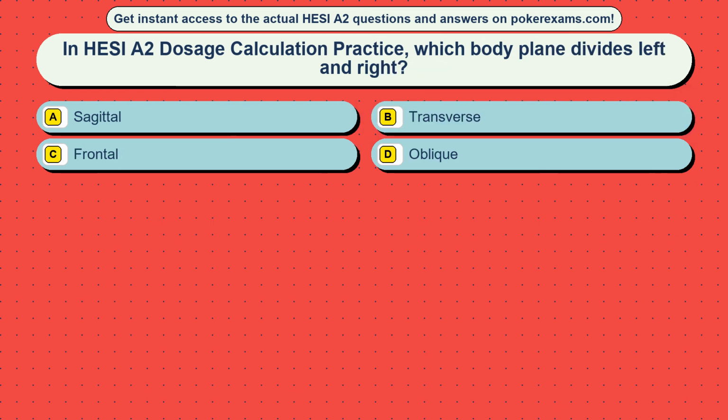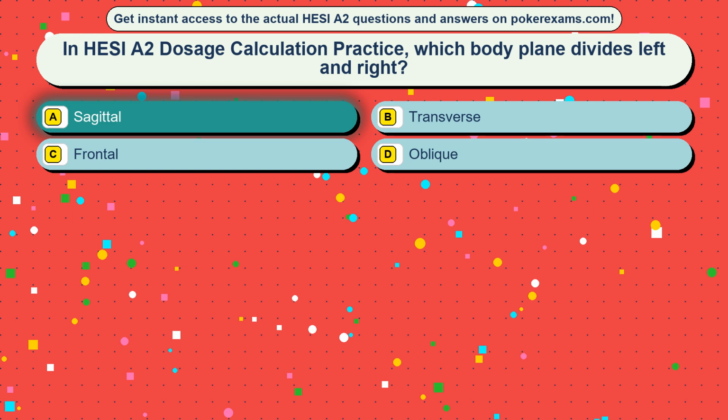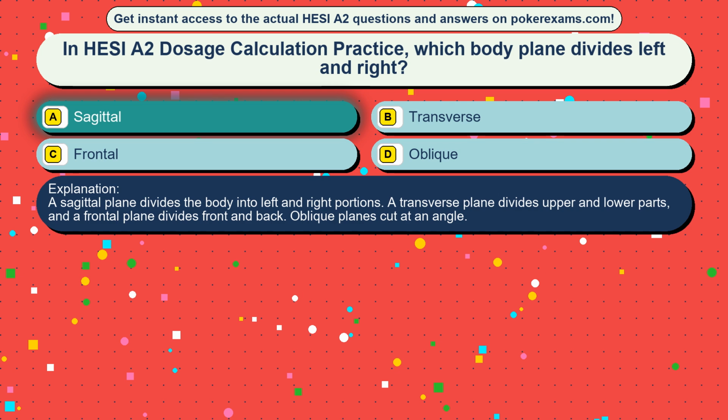Question 33. In HESI a 2-dosage calculation practice, which body plane divides left and right? Option A, sagittal. Option B, transverse. Option C, frontal. Option D, oblique. The correct answer is option A, sagittal. A sagittal plane divides the body into left and right portions. A transverse plane divides upper and lower parts, and a frontal plane divides front and back. Oblique planes cut at an angle.